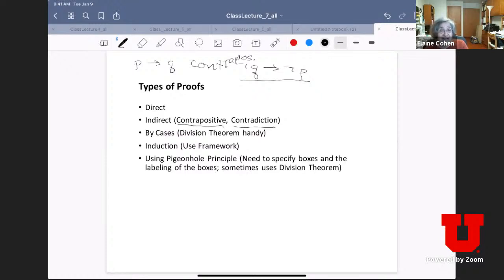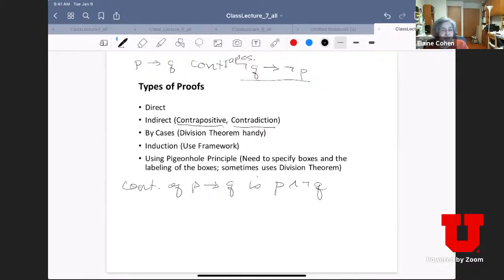Now, the contradiction: you're trying to prove the negative of what you want. So if you have P implies Q, then the negation of P implies Q is P and not Q, which is what you assume to start with. That's where you say assume or suppose. Then you go through and show that's impossible, and that's an indirect proof. By cases, the division theorem is really handy. That's how you get a lot of cases.